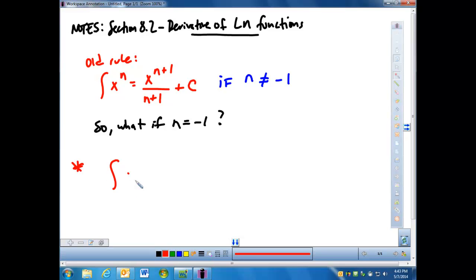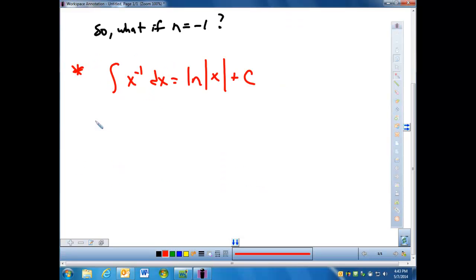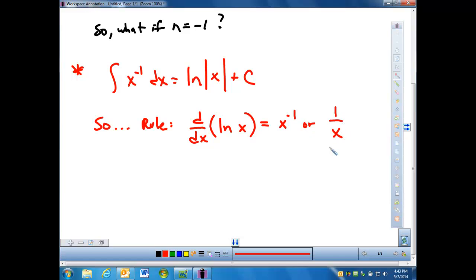I'll explain this a little bit down the road, but the integral of x to the -1 is the natural log of x plus c. Remember the constant of integration on any indefinite integral. So if the natural log is the integral, then we can go the opposite way and say that the derivative of the natural log of x must be x to the -1, or 1 over x. It works both ways, right? Integration is just the opposite of differentiation.